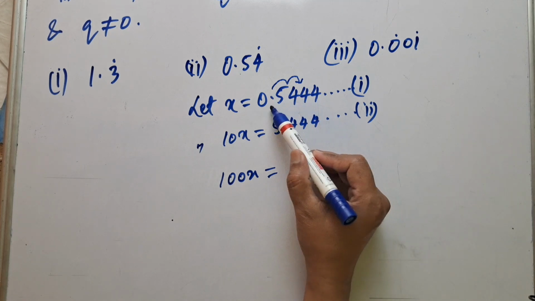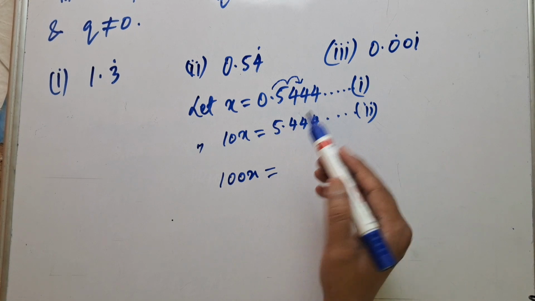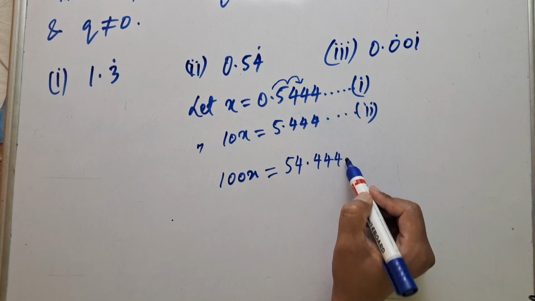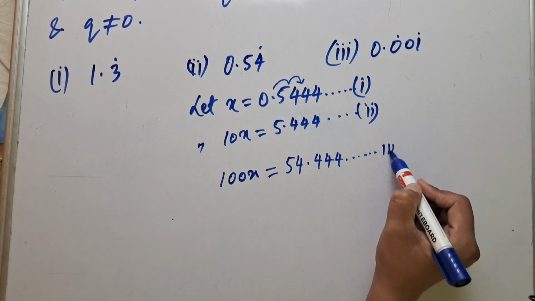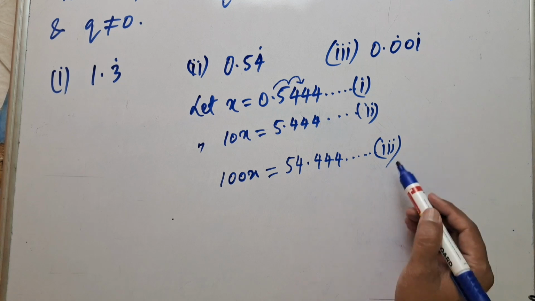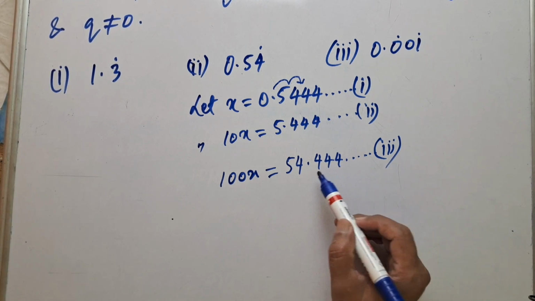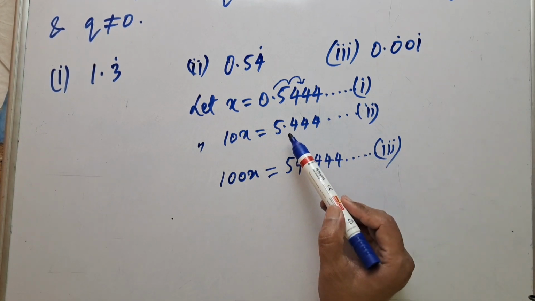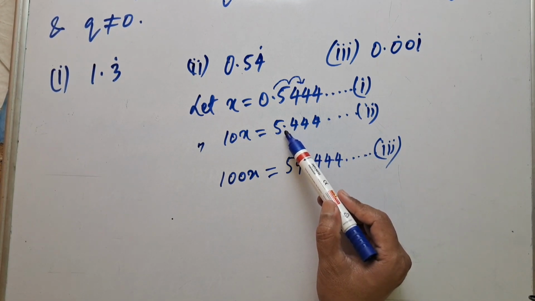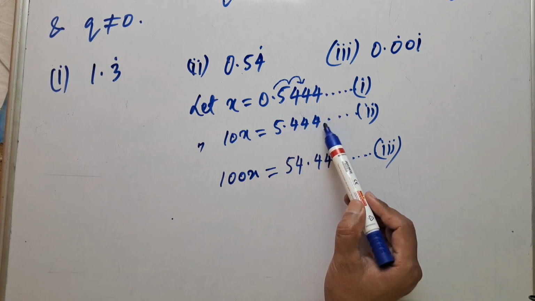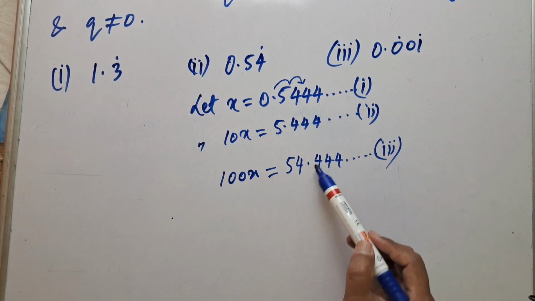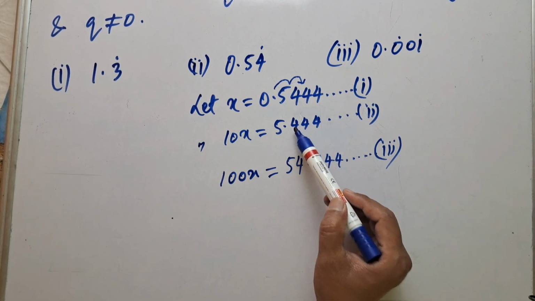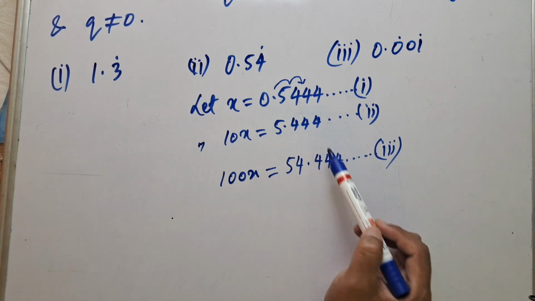When we multiply this number with 100, this decimal will come here, which means 54.444 and so on, and this is equation 3. There are many 4s. I am writing only 3 4s, but there are many 4s. Now let us check equation 2 and equation 3. In equation 2 the number after the decimal point is 0.44444 and so on, and in equation 3 the number after the decimal point is 0.444444 and so on, isn't it? Which means the numbers after the decimal point in both the equations are the same.